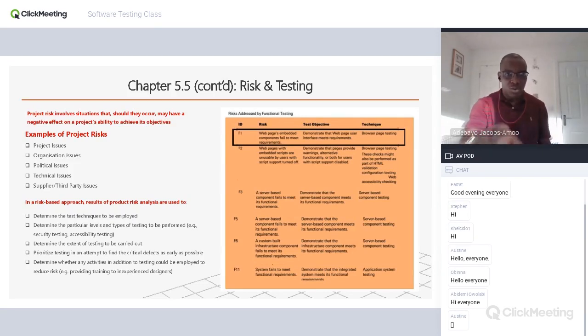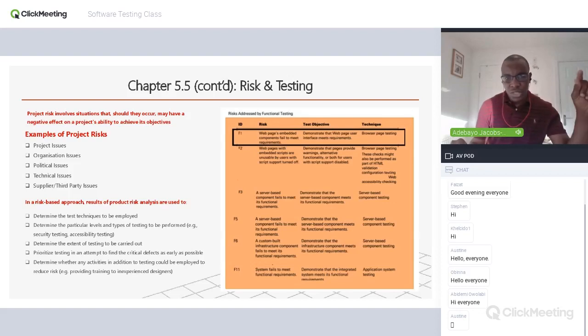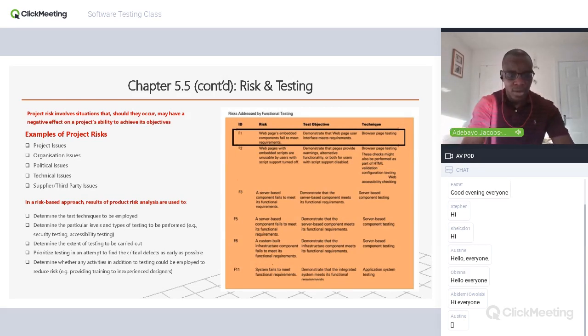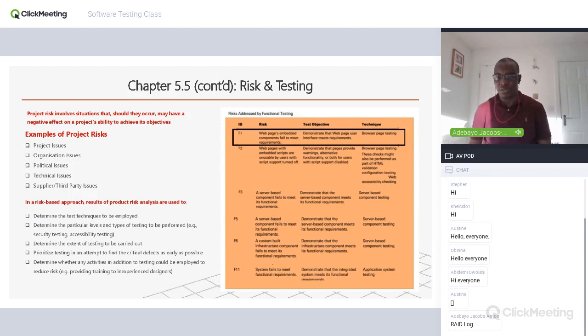Now, I've given you on the graphics here an example of a risk-based testing. What the risk is, what the testing objective is, what the technique is. So we've identified risk. How many of you have heard of a document called RAID log? Let me type it out for you. RAID log. How many of you have heard of this before? Or do you know what a RAID log means?